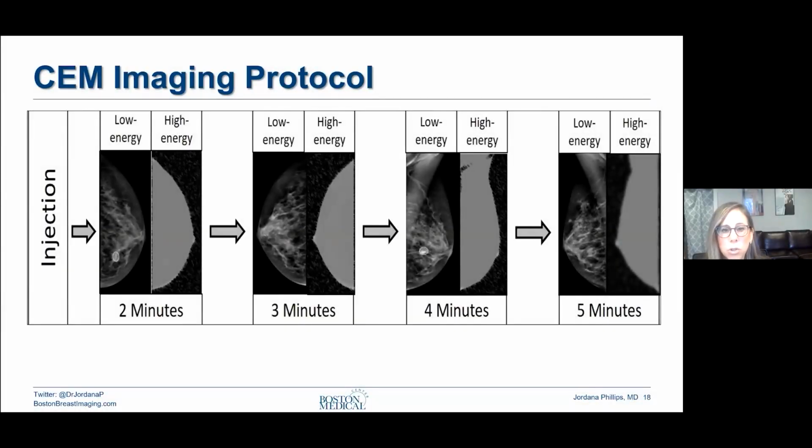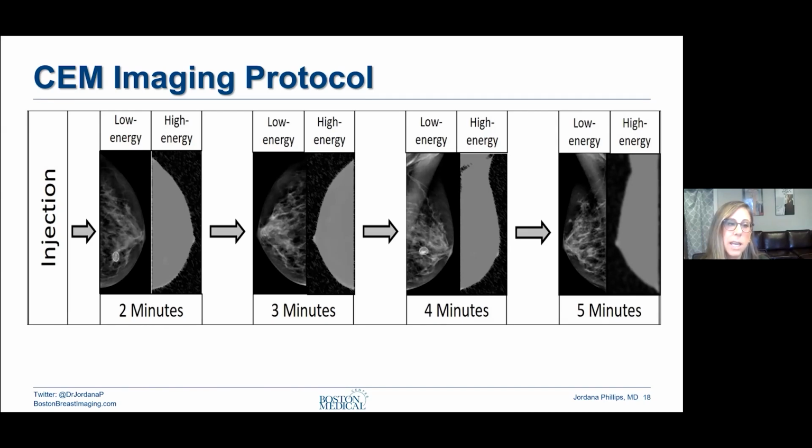So this is how a contrast mammogram is acquired. So again, we start with an injection. IV line goes in the arm. We inject iodinated contrast material at a dose of 1.5 cc's per kilogram and at a rate of 3 cc's per second through a power injector. 2 minutes from the start of the injection, we start acquiring the standard 4 images of a mammogram.